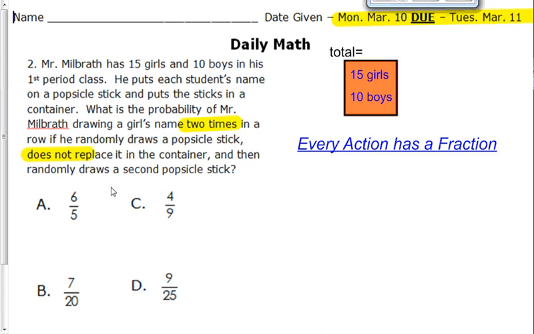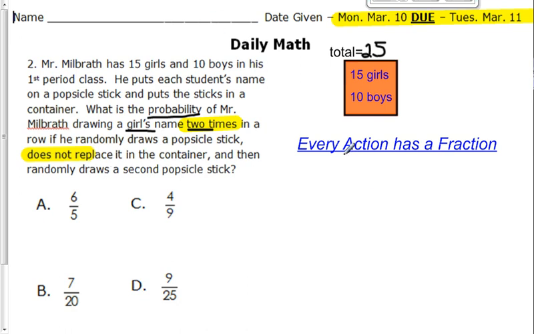Okay, let's look at this problem, what we have going on again. So for his class, he has 15 girls. I drew a picture of a cup over here, like his popsicle sticks are in this orange cup. He has 15 girls and 10 boys. What that means is he has a total of 25 students all together in that cup. Okay, he's asking about the probability of drawing a girl's name out 2 times and not putting it back.